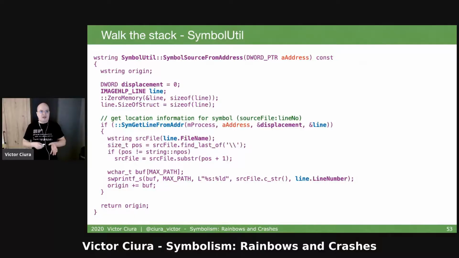And to get the file name and line number, again, there's an API, SymGetLineFromAddress, and you have a displacement, and you give it the program counter, and it gives you the right information from the symbol source. Again, mostly boilerplate. It's not anything fancy here.